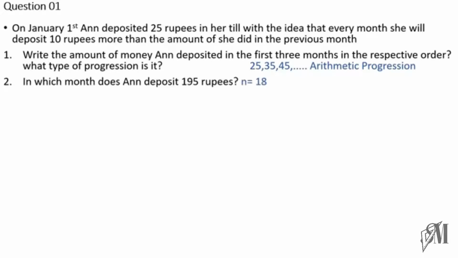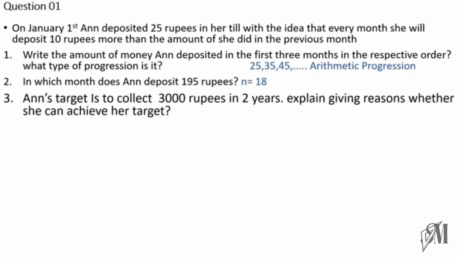Moving on to the next part of the question. The third part is, Anne's target is to collect 3000 rupees in 2 years. Explain, giving reasons, whether she can achieve her target. So at the end of 2 years, she must have 3000 rupees in her till. Let us see whether this is possible. In this case, we have to find the sum of the amount of money in the till at the end of 2 years.